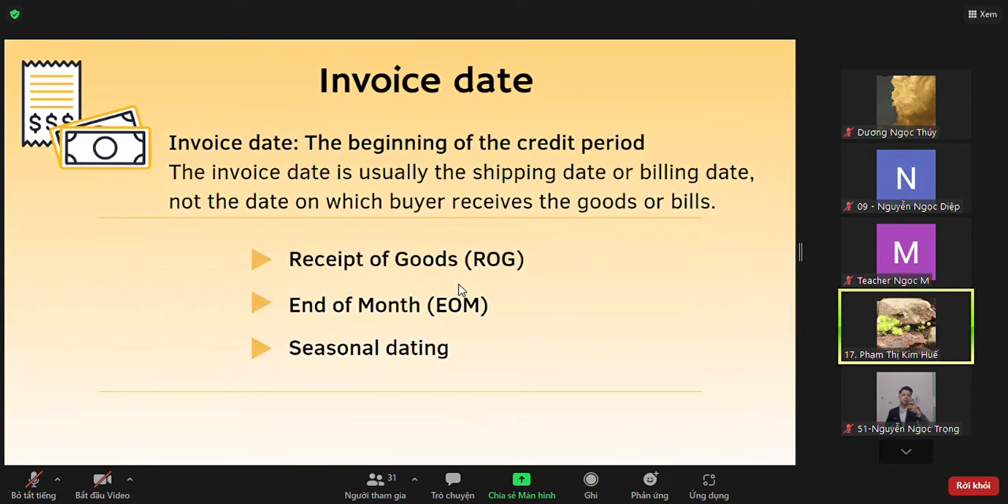The invoice date. The invoice date is the beginning of the credit period. The invoice date usually is the shipping date or billing date, not the date on which the buyer receives the goods or bill. But besides this, the credit terms of sale are sometimes receipt of goods (ROG), end of month (EOM), or seasonal dating.